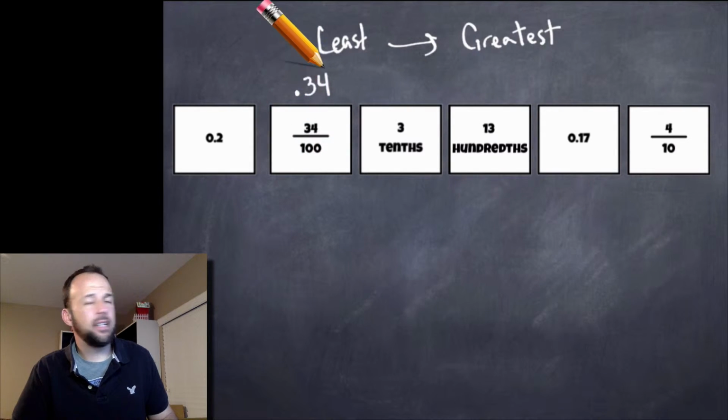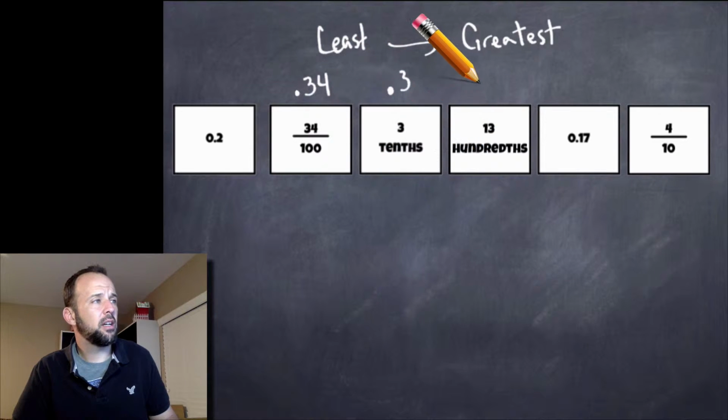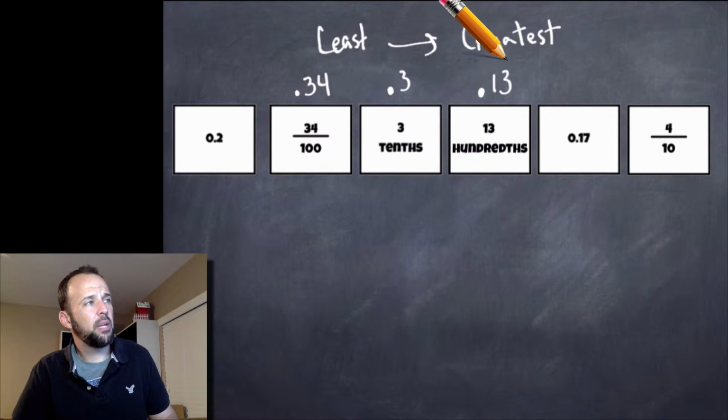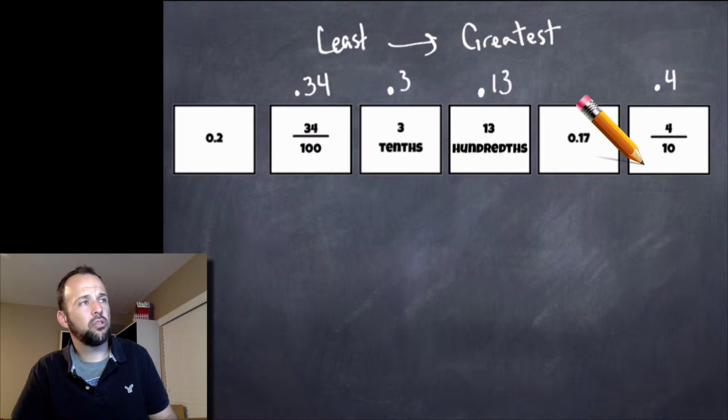My 4 is in the hundredths place, which is what makes it 34 hundredths, okay? 3/10. I'm going to put the 3 in the tenths place, so that's good there. 13 hundredths. I'm going to have to rewrite just like this. Again, that 3 is in the hundredths place, so that makes it 13 hundredths, okay? This is 17 hundredths. That guy could stay the same. 4/10, I'm going to rewrite just like this, 4/10.